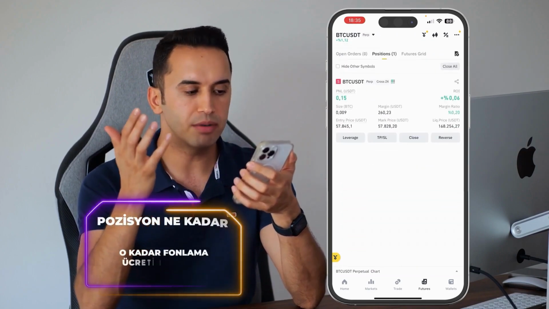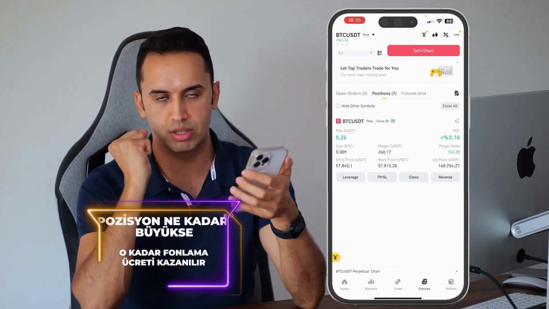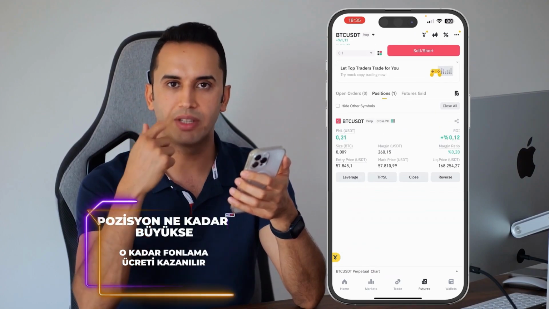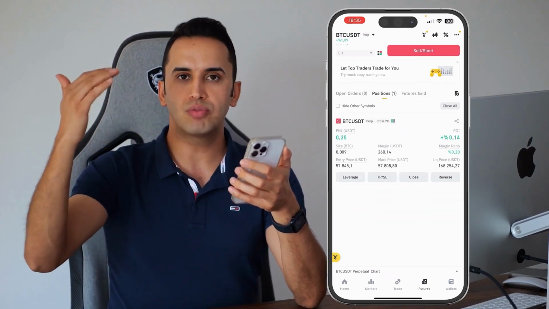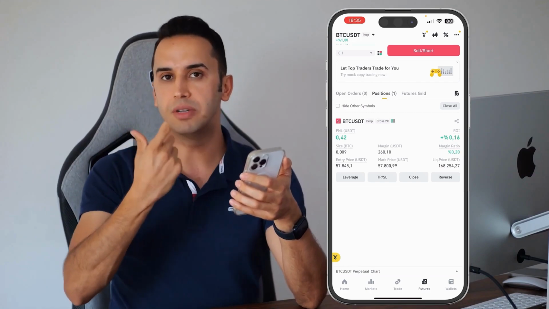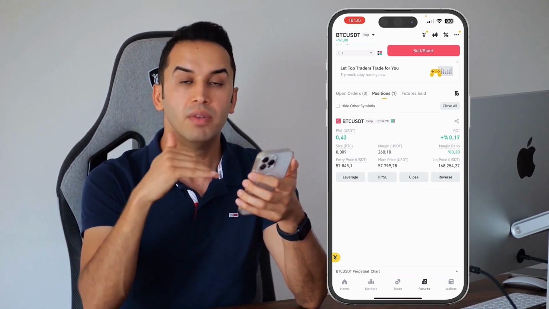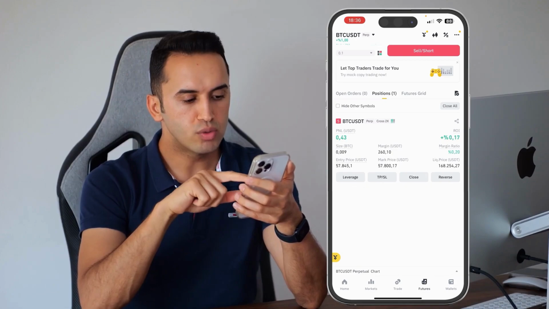What is my risk? For example, the bigger the position, the more funding fees you earn. We will calculate it now, but there is a risk like this. I opened a short, and the market got some very good news at that very moment. I may be in that profit when it goes up. Maybe my position won't be liquidated, but I can make that profit. Of course, there is also a risk at high levels.